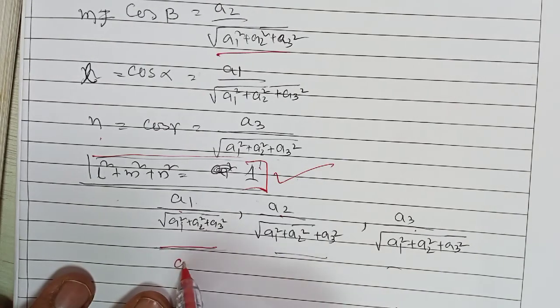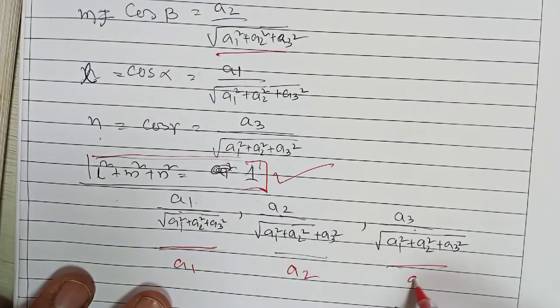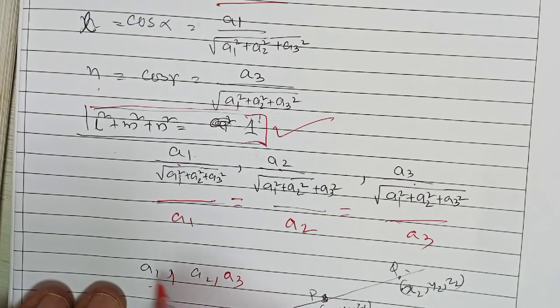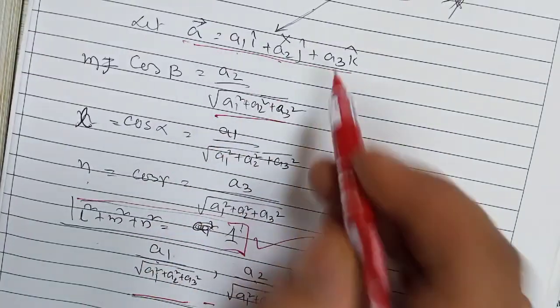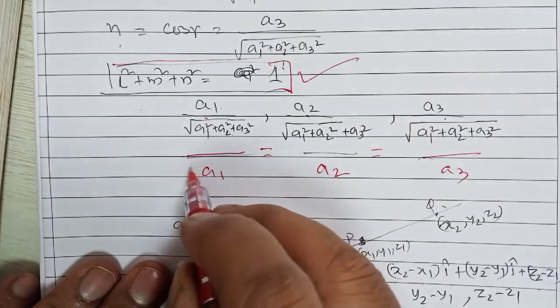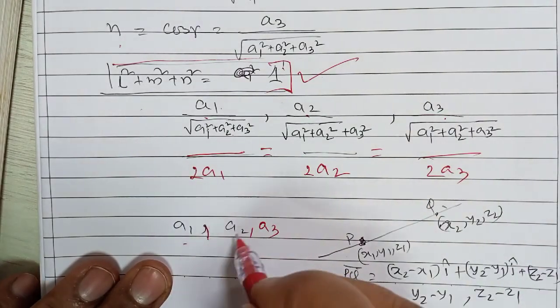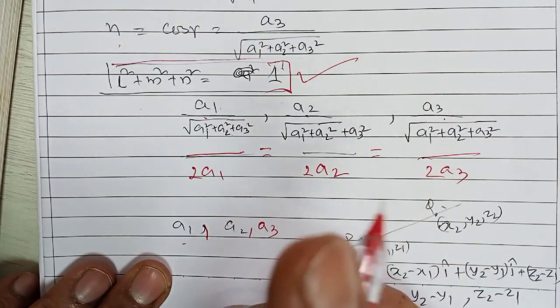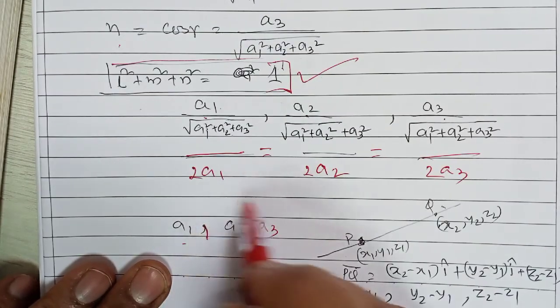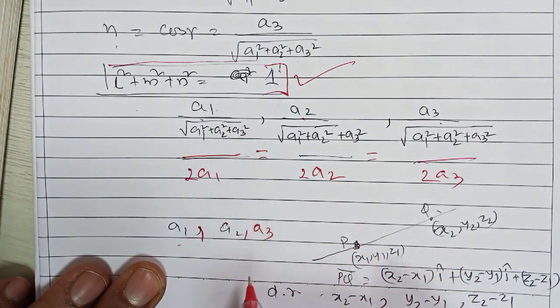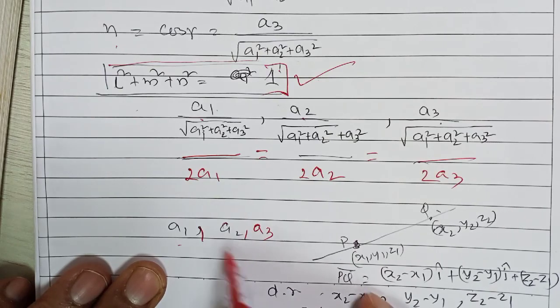If we divide by A1, A2 and A3, then all three become equal, proportional. Then A1, A2 and A3 are the direction ratios of this vector or line. Not only A1, A2, A3; if we take 2A1, 2A2, 2A3, they are also proportional. So a line or vector has only one direction cosine, but it may have more than one direction ratio.